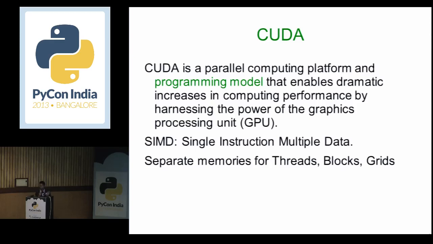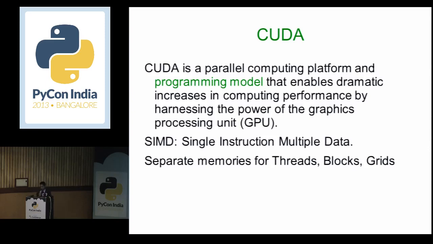Blocks are made of multiple threads. My GPU is an NVIDIA 240M. Each block contains a maximum of 512 threads, and I can have 512 such blocks and 32 grids. Each thread has its own local memory. Each block has its own shared memory. The grids share the global memory.